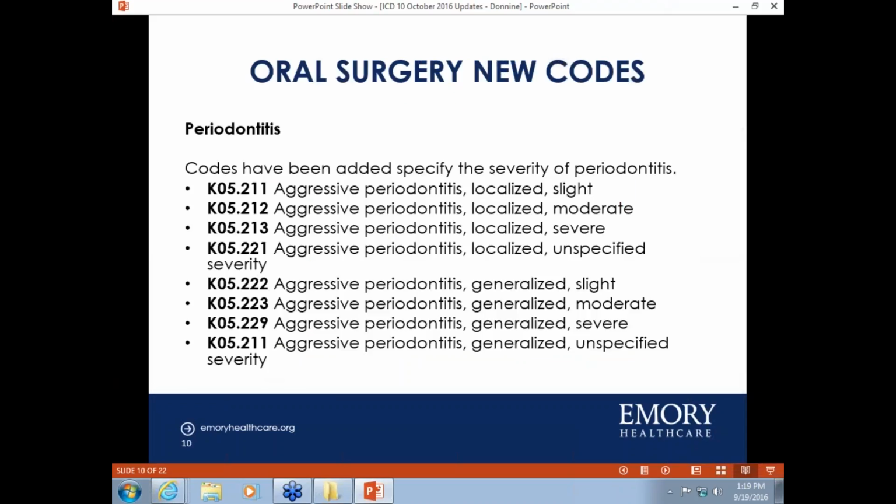Okay, so then we have our periodontitis codes. Those codes previously, they were aggressive and localized. Now they've broken them down into severity. So you have slight, moderate, or severe. And then you also had aggressive, generalized, and they've broken that down to slight, moderate, and severe. They also have codes, instead of aggressive, they also have chronic. And they've done the same thing with the chronic codes. It's localized with the severity now, or it's generalized with the severity now.